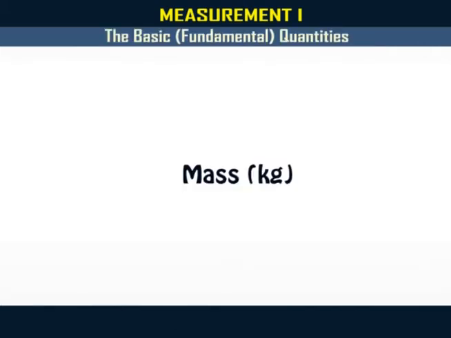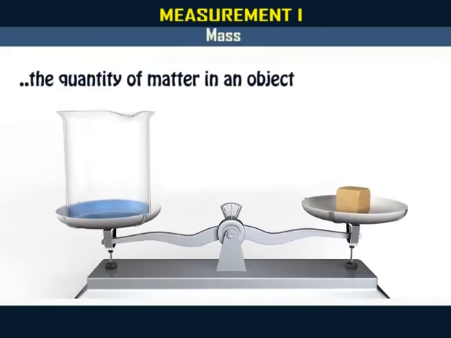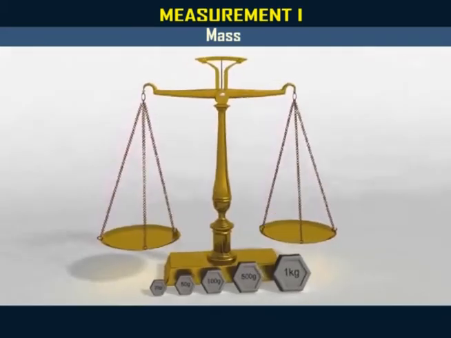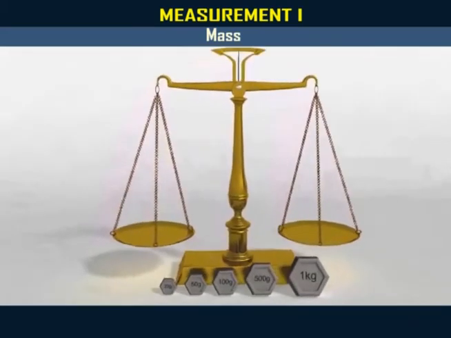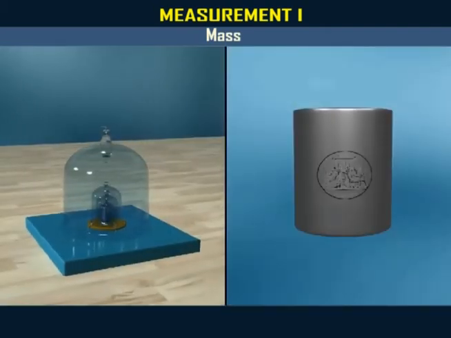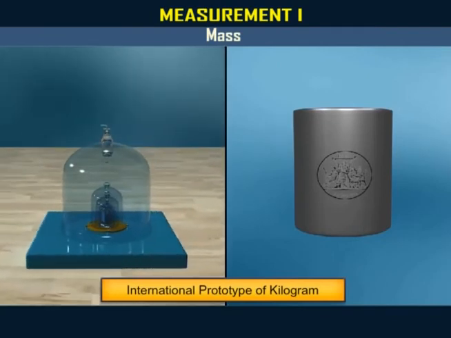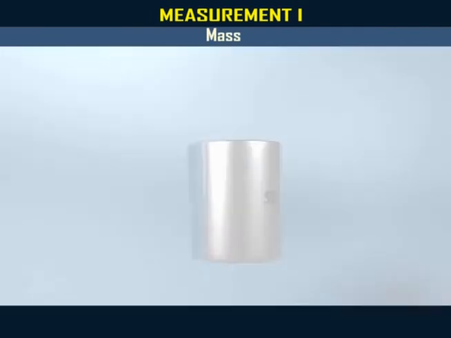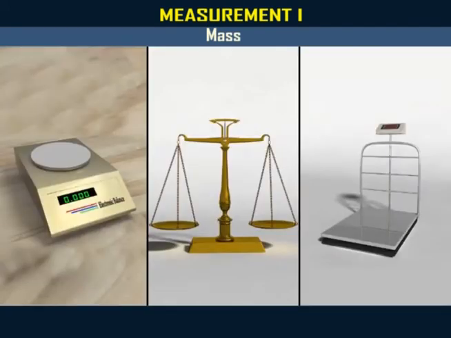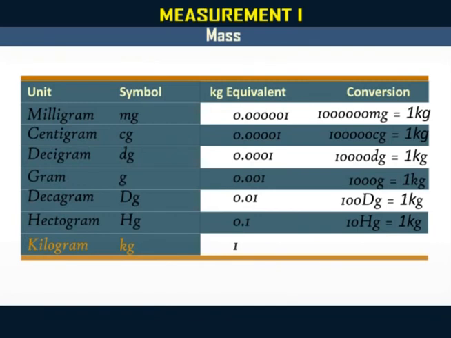Next, we move to mass. Mass is defined as the quantity of matter in an object. The SI unit is kilogram. This is an example of a standard kilogram weight used by different shopkeepers. But the prototype of the standard kilogram is supplied by the International Bureau of Weights and Measures for standardization of masses locally. Different types of balances are used to measure masses of objects of different magnitudes. Other multiples of the kilogram are shown here.